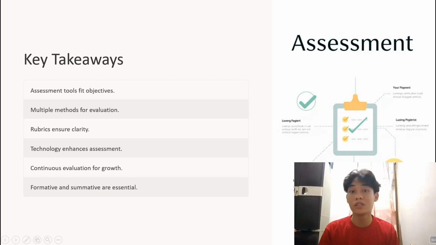Some students shine on tests, others through projects, others in discussions. Multiple assessment methods ensure every student has opportunities to demonstrate their learning strengths. So remember that assessment isn't about catching students doing something wrong, it's about catching them doing something right and helping them to do even better.